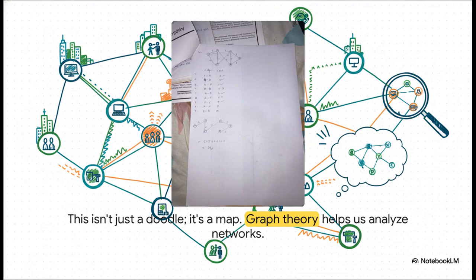At first glance, it might just look like a random doodle, right? Some points and lines. But this is a map. It's a network. Those points, they could be cities on a map, computers on the internet, or even people in a social network. And the lines? Well, those are the connections between them. Graph theory gives us the language to actually talk about and work with these networks.